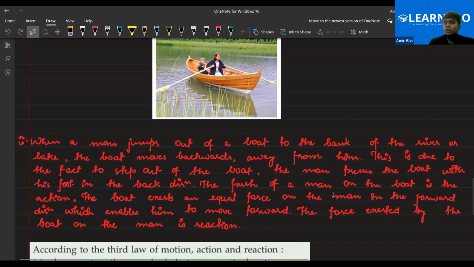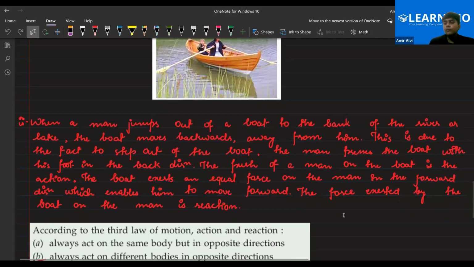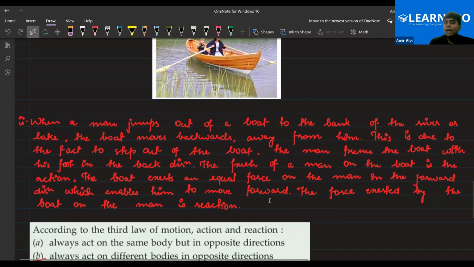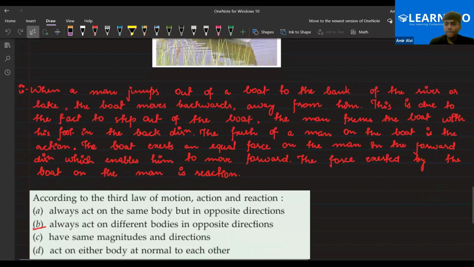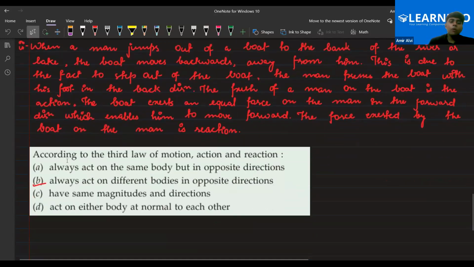The push of the man on the boat is the action, and the boat gives you an equal and opposite reaction. That's why the person is able to move in the forward direction, right? So the force exerted by the boat on the man is the reaction. Clear, everyone? Yes, sir.